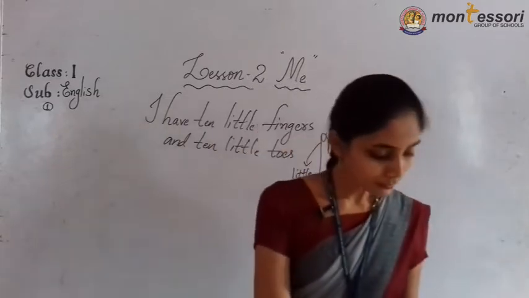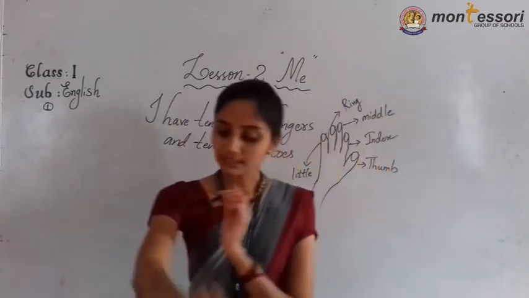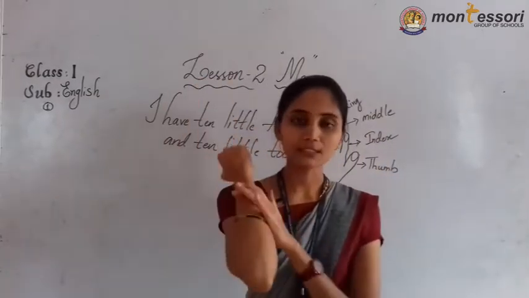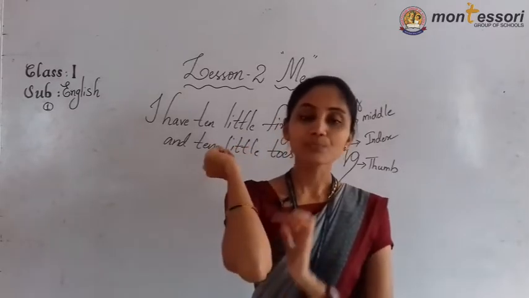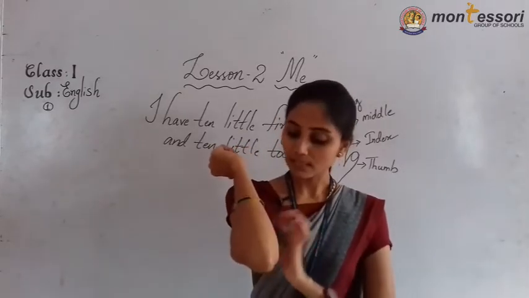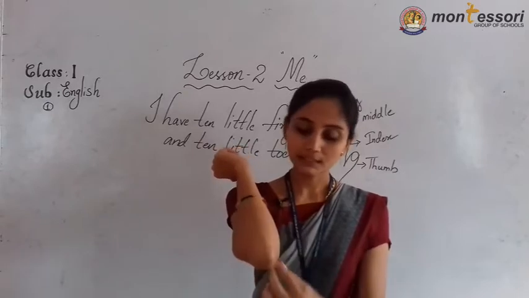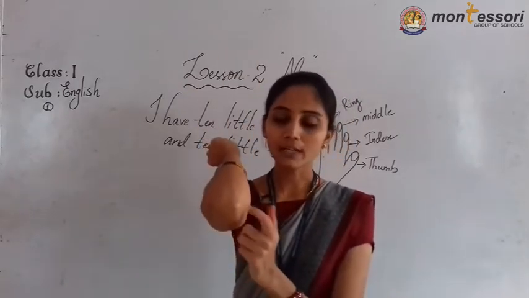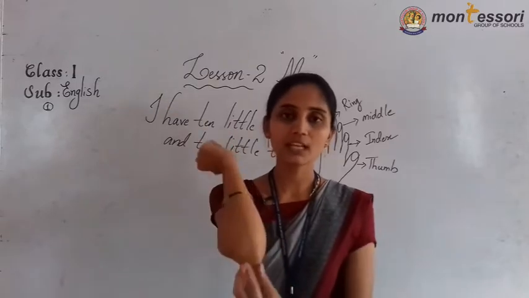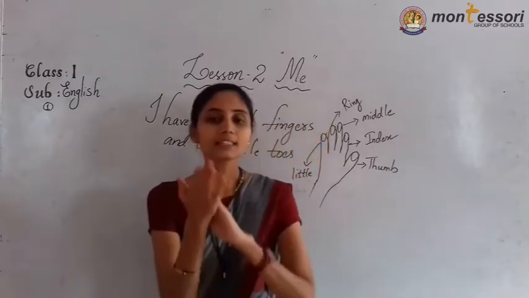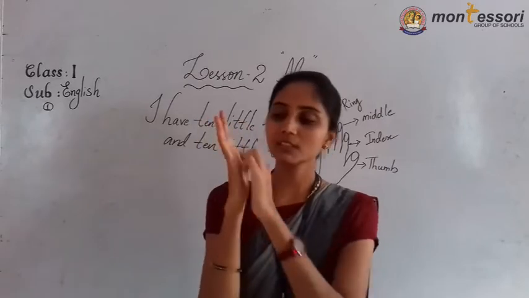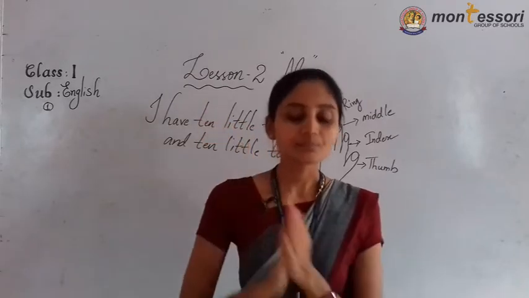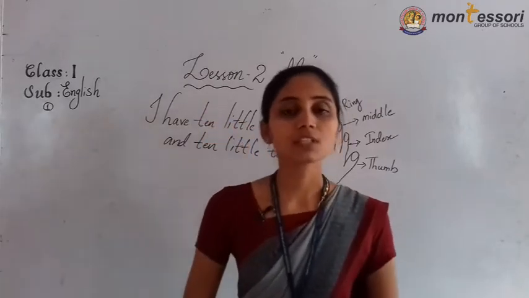Now, this is called upper limb and this is called lower limb. So, this upper limb and this lower limb is connected with, what is this? Called elbow. It is connected with elbow. And this is our palm.